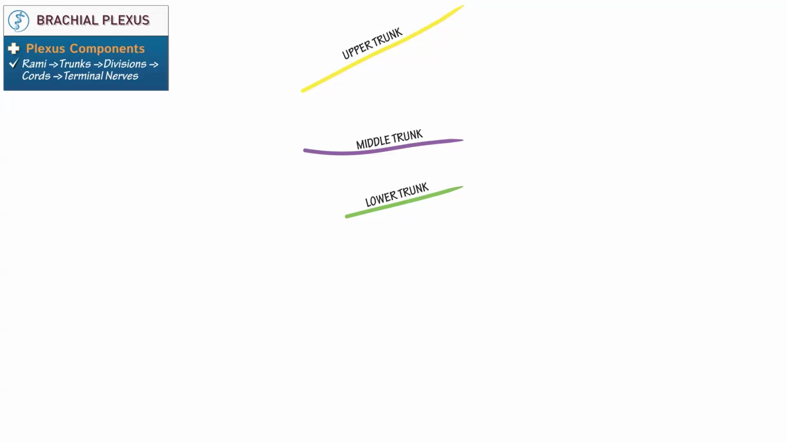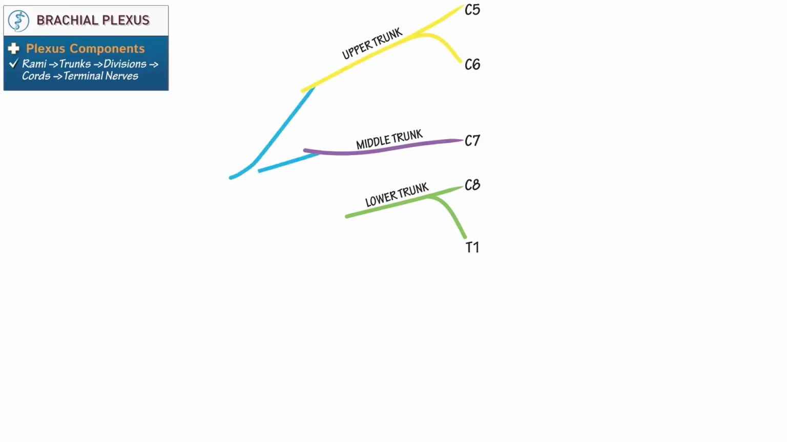Then indicate that C5 and C6 form the upper trunk. C8 and T1 form the lower trunk, and C7 makes up the middle trunk. The brachial plexus is typically formed from the C5 to T1 ventral rami. Now show that the trunks divide into anterior and posterior divisions as follows.